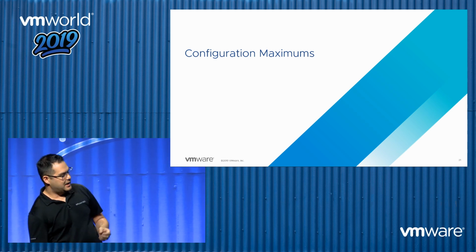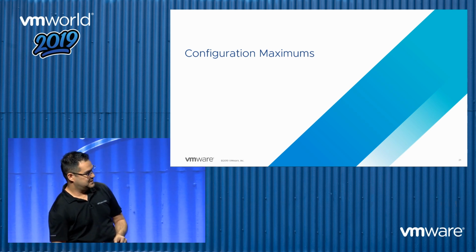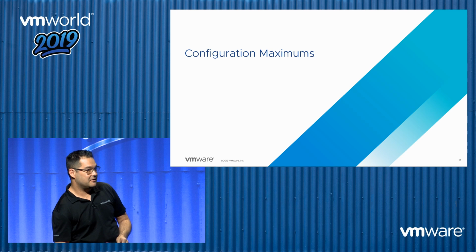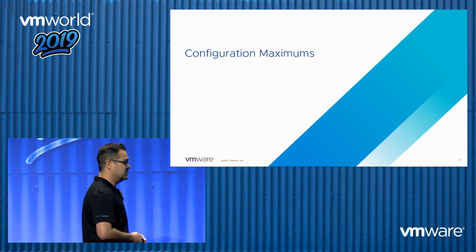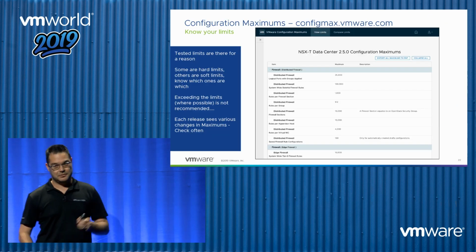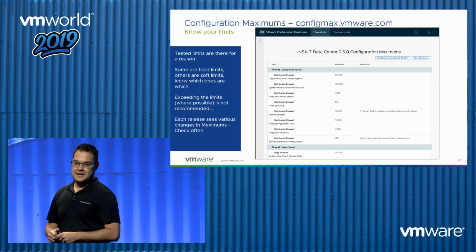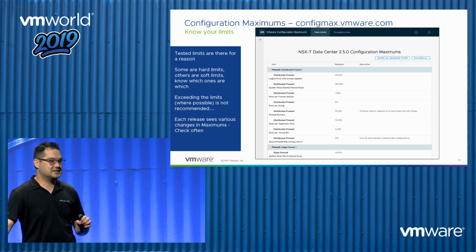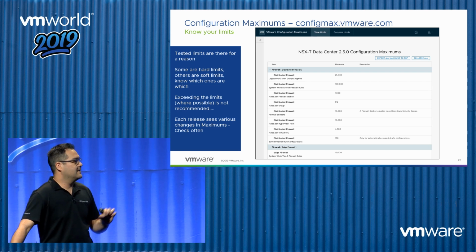So now we've got that out of the way. Let's talk about some maximums. VMware has been very lax in the past about printing or publishing maximums when it came to NSX. It was pretty much non-existent. Now we have a website called configmax.vmware.com. You can go on there and have a look at the configuration maximums for NSX-T.